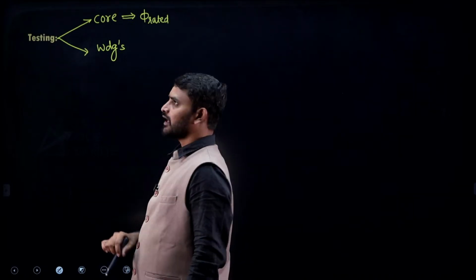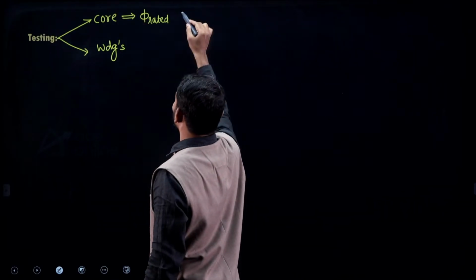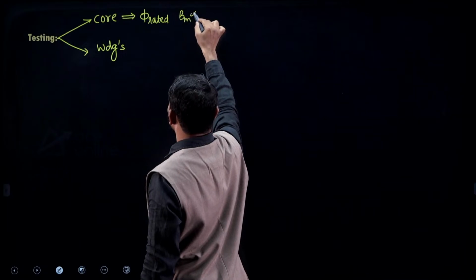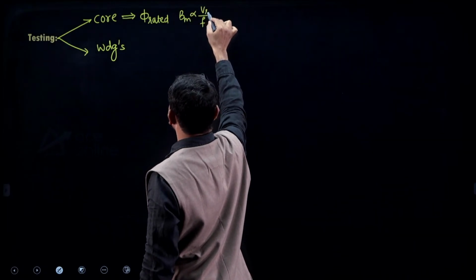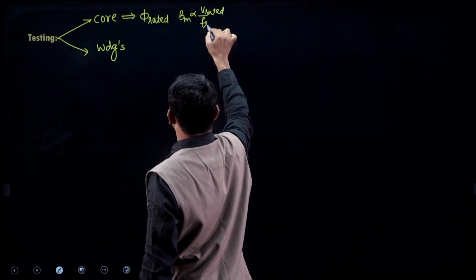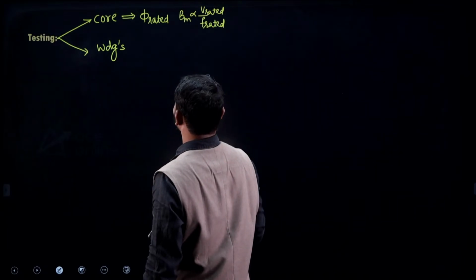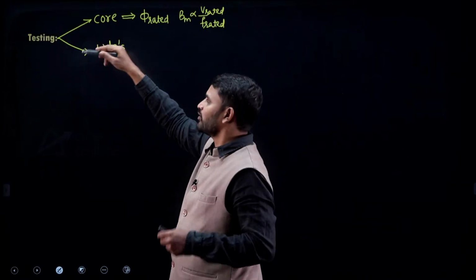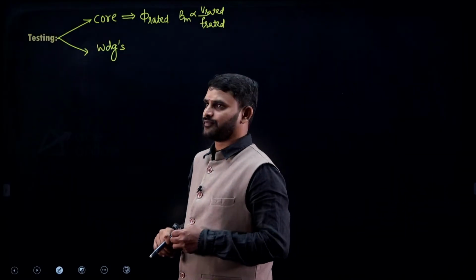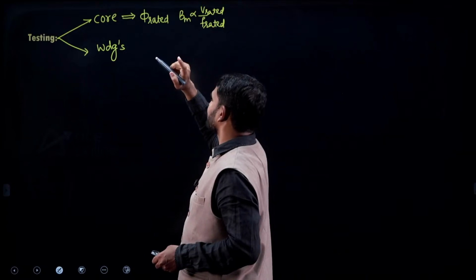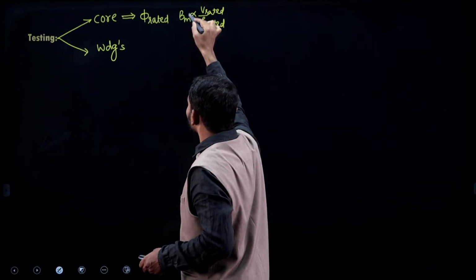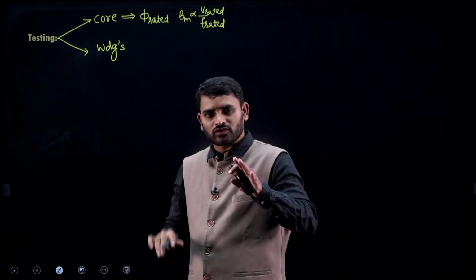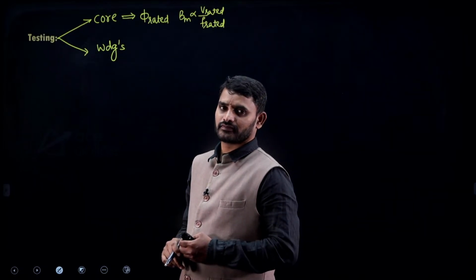How will you get this flux? B maximum is proportional to V by F. So you have to apply rated voltage and rated frequency. Remember this point. If you want to test the core, that means open circuit test only. The core test is also called the open circuit test. You must apply rated voltage and rated frequency so that the flux establishment in the core will be the rated value.